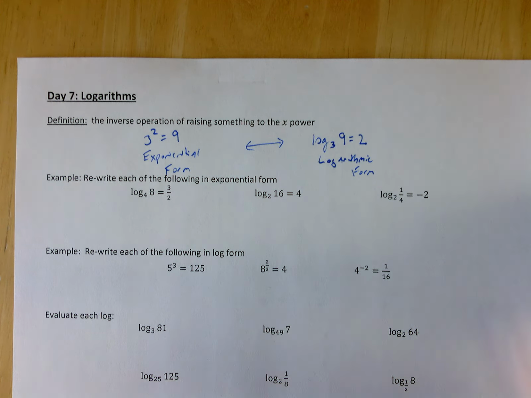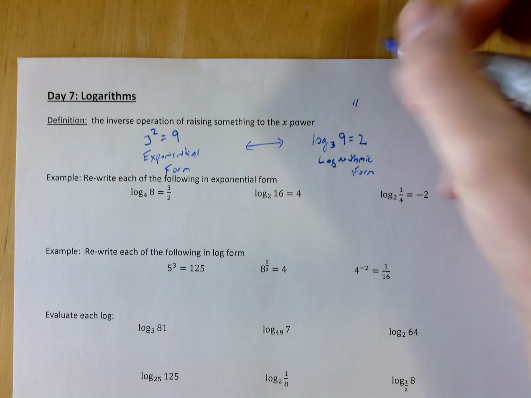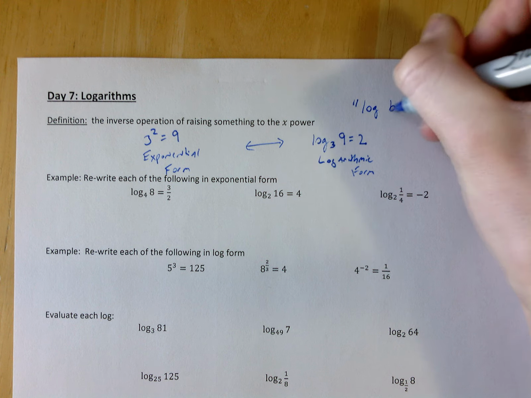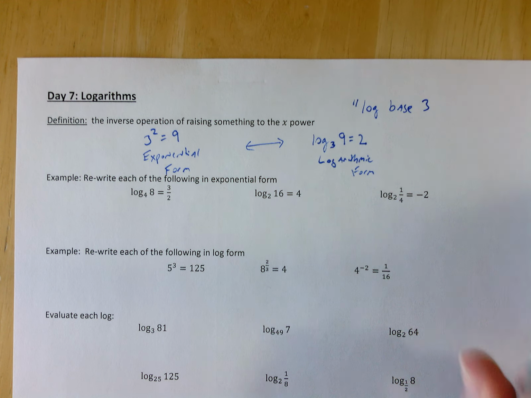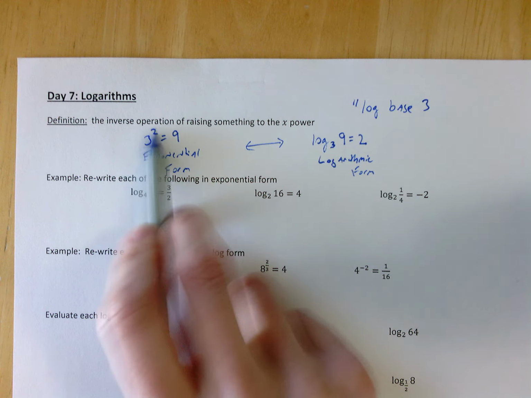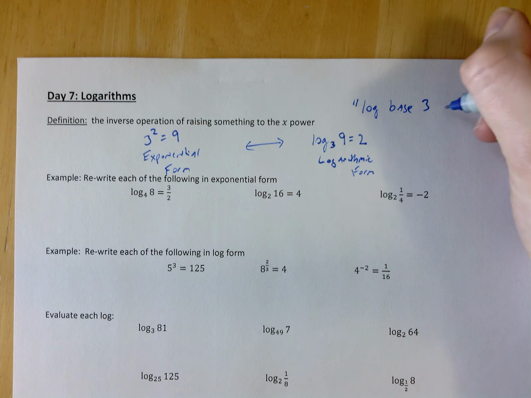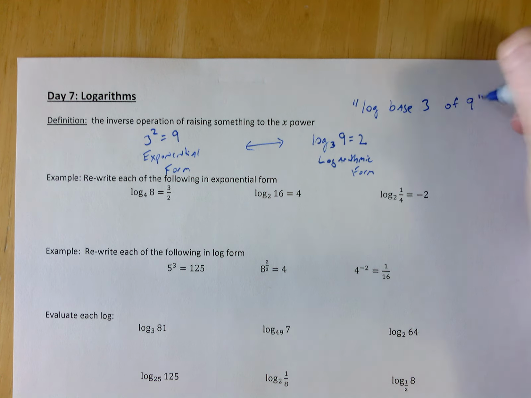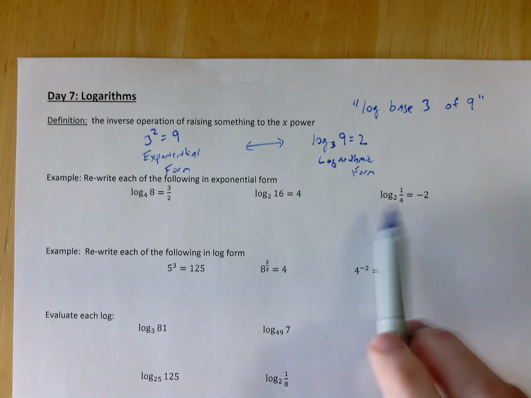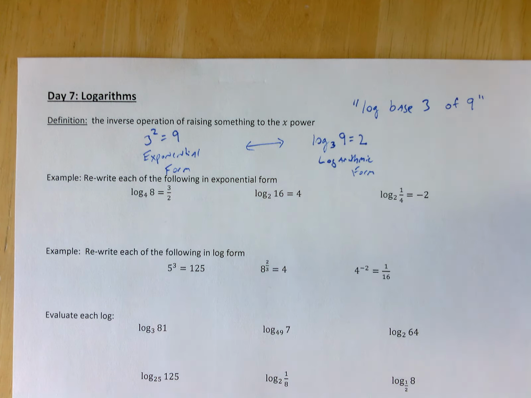All right, now talking about this guy, how you would read this. So the way that you say this in math is you would say it's the log base 3. So the little number down here is your base. That comes from the fact that in exponential form, right, that's the base number on the exponent. So we say it's a log base 3 of 9. That's how you'd read that. Okay, so log base 3 of 9. This is a log base 2 of 1/4. This one's a log base 4 of 8. Okay, so that's how you'd read those.